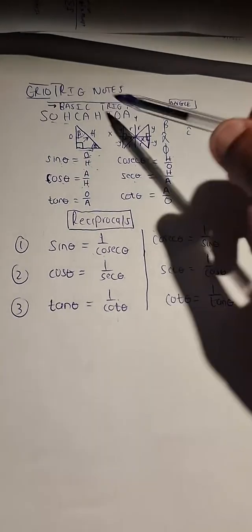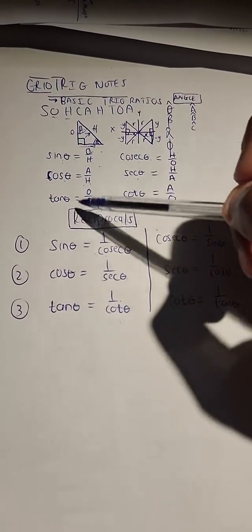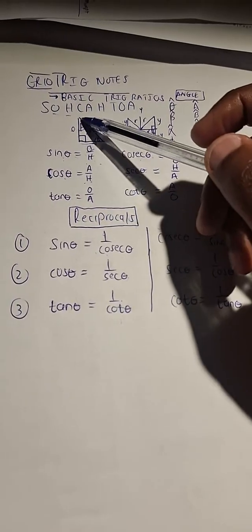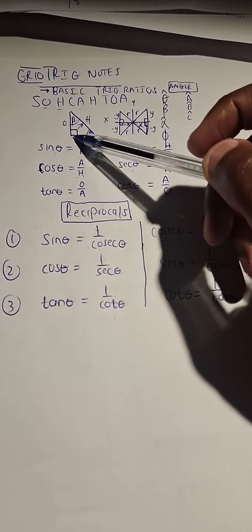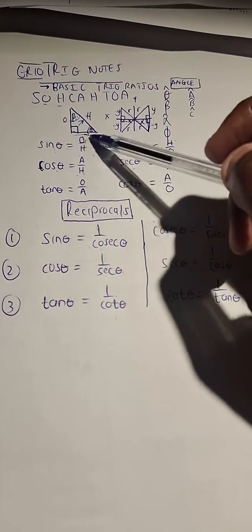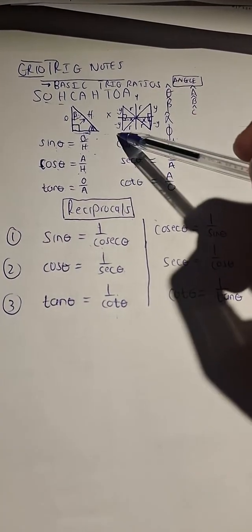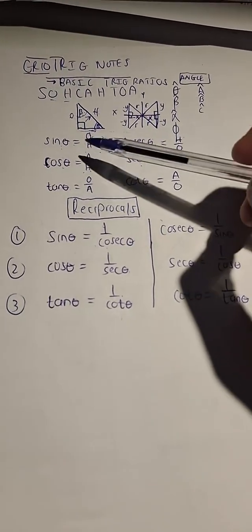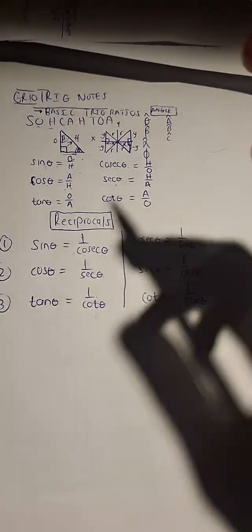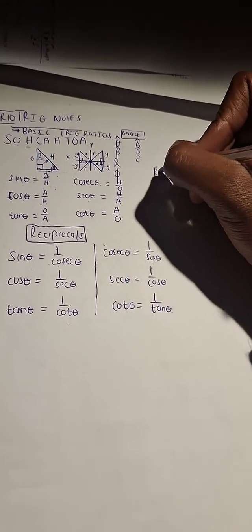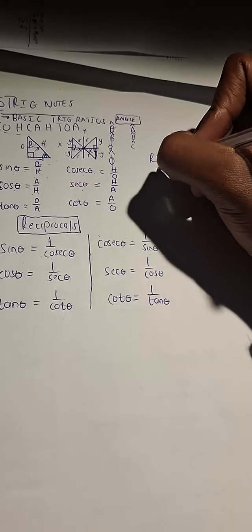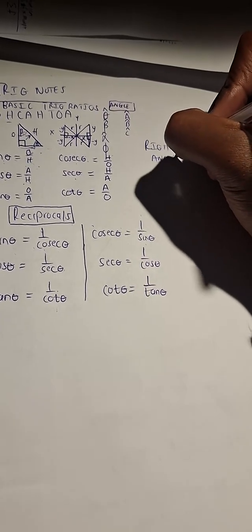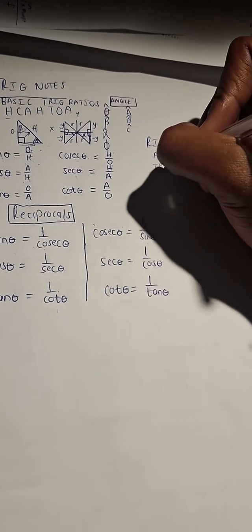This all applies, these trig ratios, they apply in right-angled triangles and in no other triangles. The definitions apply to right-angled triangles and to no other triangles.